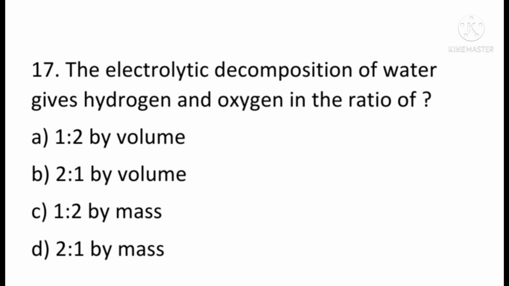Question number 17. The electrolytic decomposition of water gives hydrogen and oxygen in the ratio of option A, 1:2 by volume, B, 2:1 by volume, C, 1:2 by mass, D, 2:1 by mass. The answer is option B, 2:1 by volume.